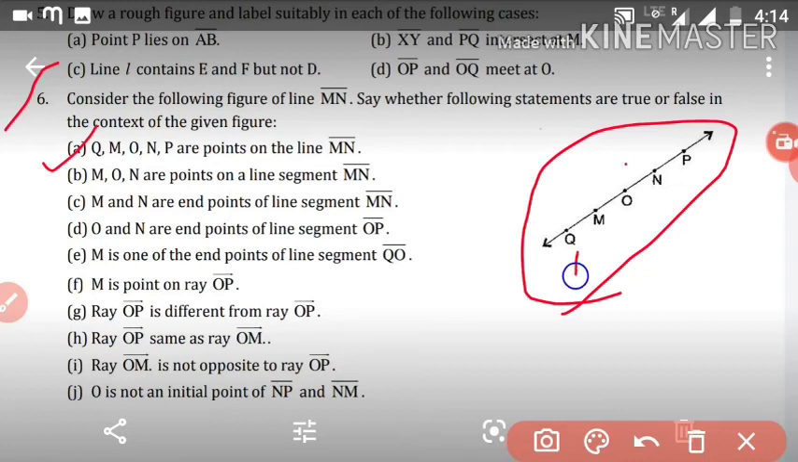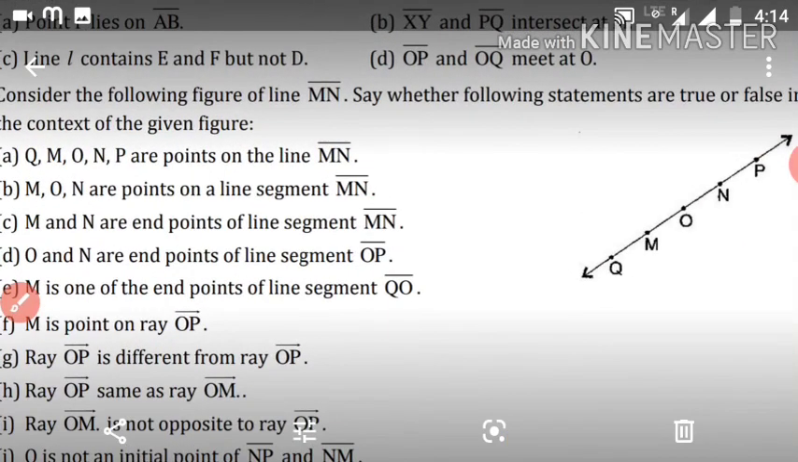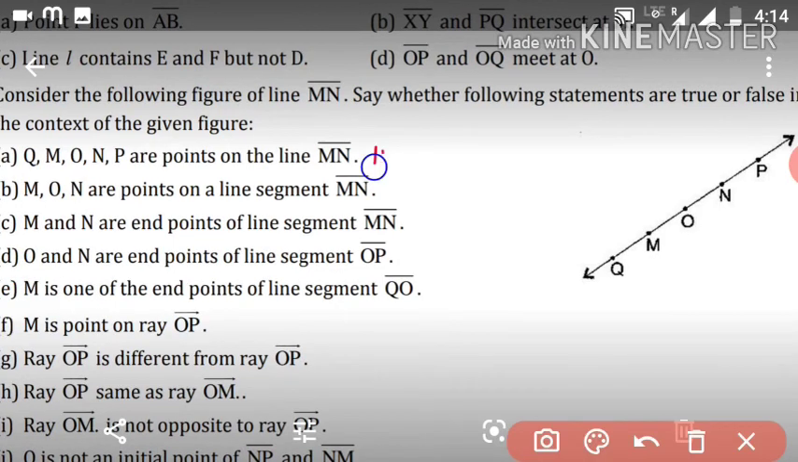Now A: Q, M, O, N, P are points on the line MN, isn't it? So this will be true. Now next, B: M, O, N are points on the line segment MN. Yes, in MN these 3 points are there, isn't it? So this will also be true.